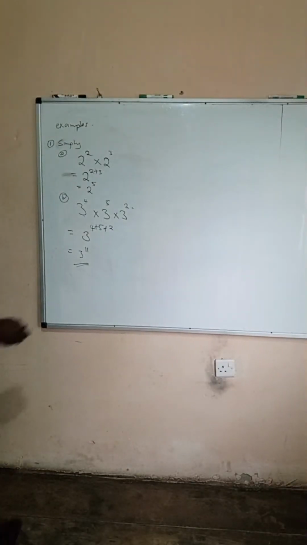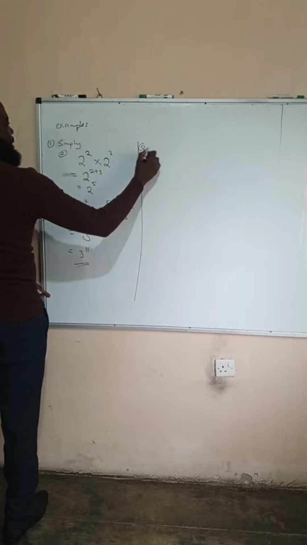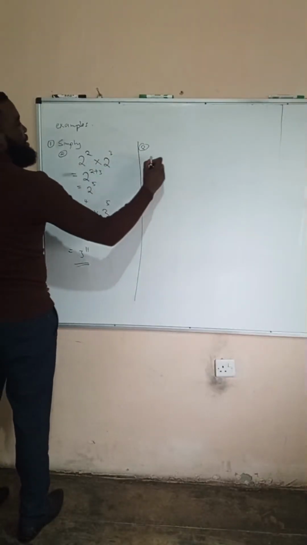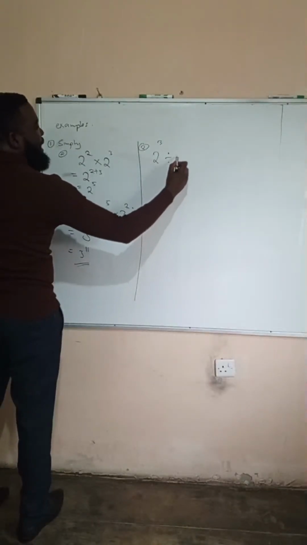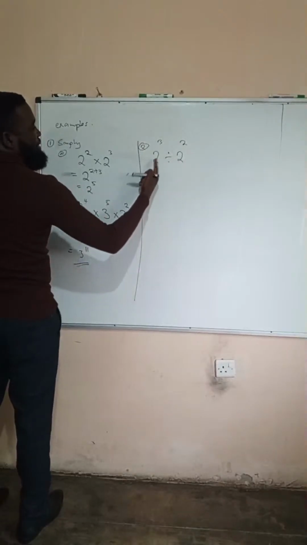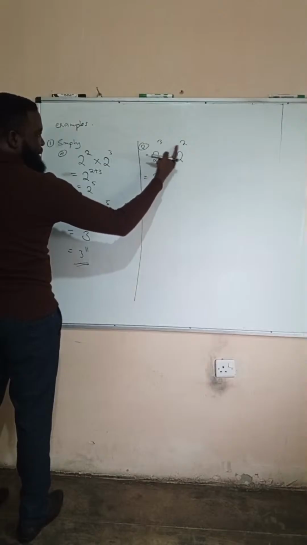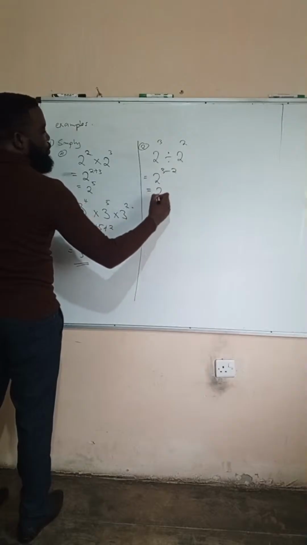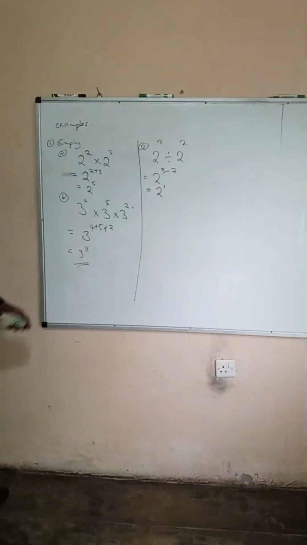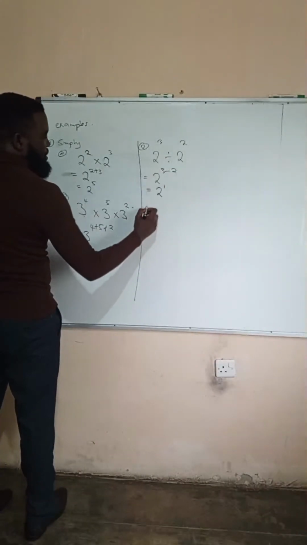I've simplified that. The same thing goes on when you are dividing. For example, 2 to the power 3 divided by 2 to the power 2. When you are dividing powers having the same base, you maintain the base, but the numbers on top, you subtract them. So 3 minus 2 is 1. Maintain the base, subtract the powers.